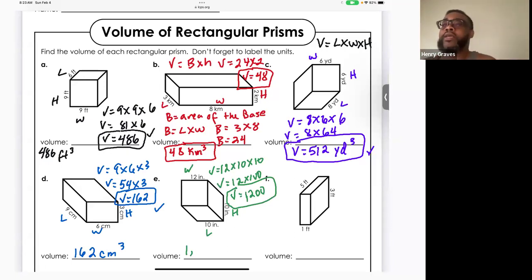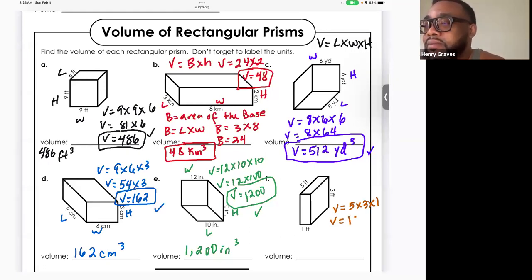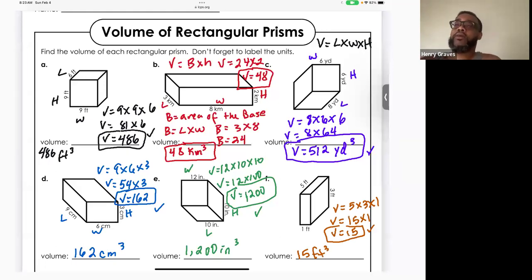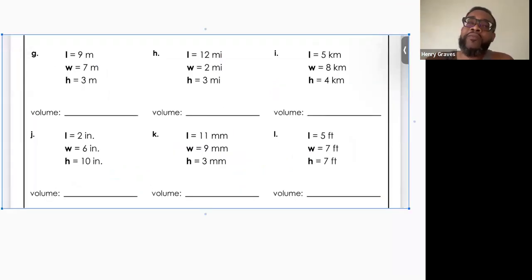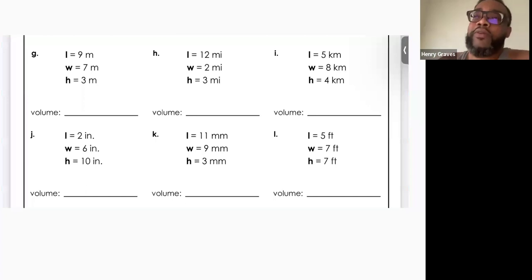And then my last one on this page, at least, is 5 times 3 times 1. So my volume is going to be 15 times 1, which is 15. So it's going to be 15 feet squared. I mean, cubed. All right, and then on the second page of this worksheet they gave me, again, all you have to do is just multiply the numbers, and they were very kind enough to give it to us, right? So I'm going to use lighter colors here. So I'm just going to be finding the volume of this.